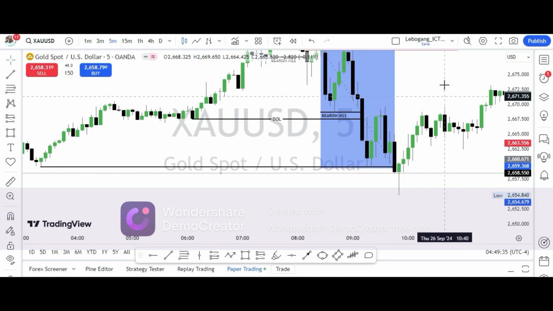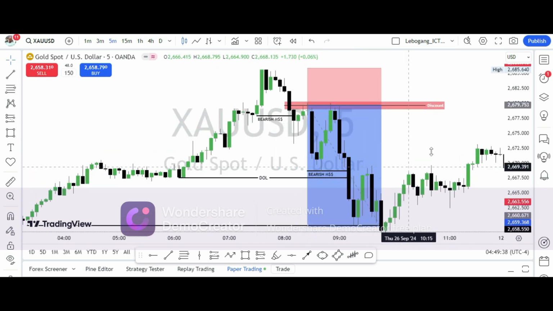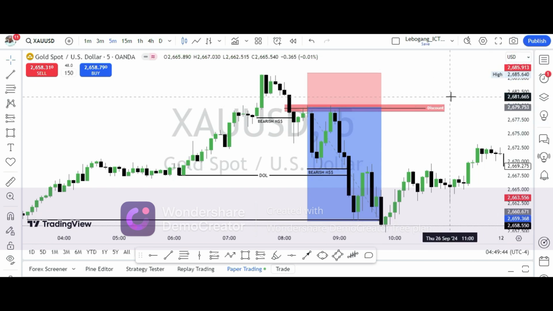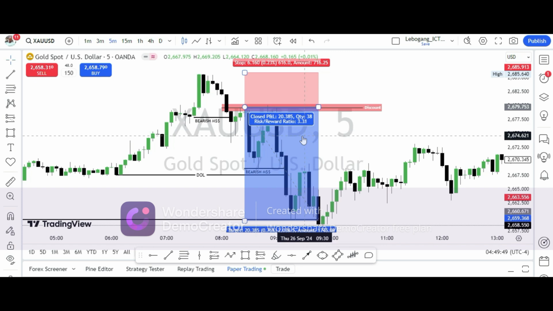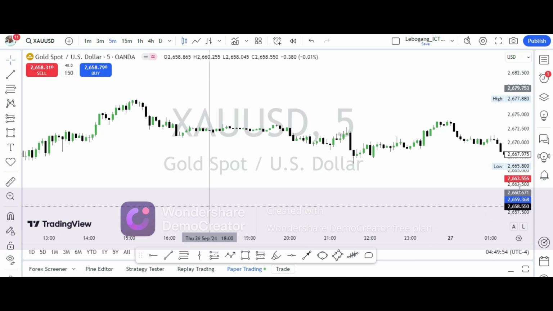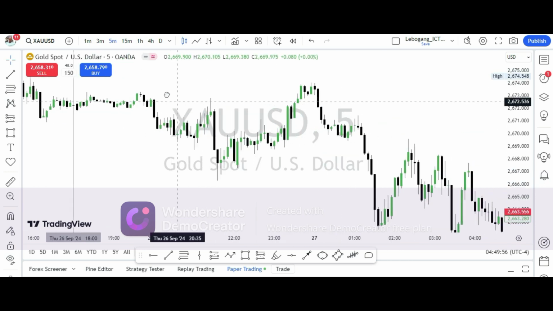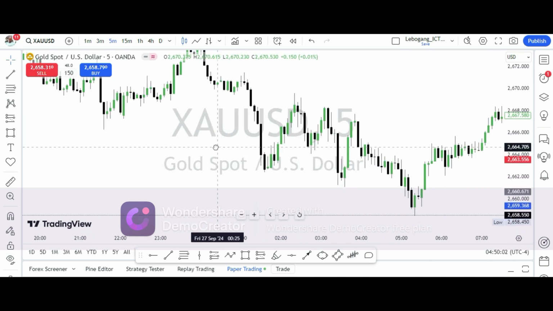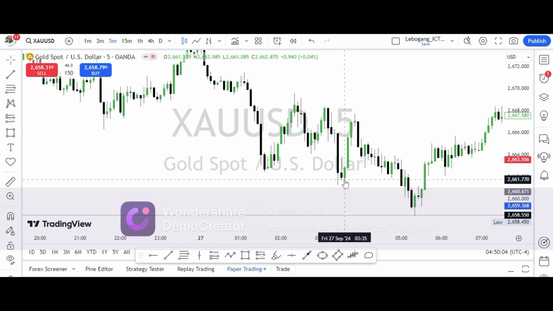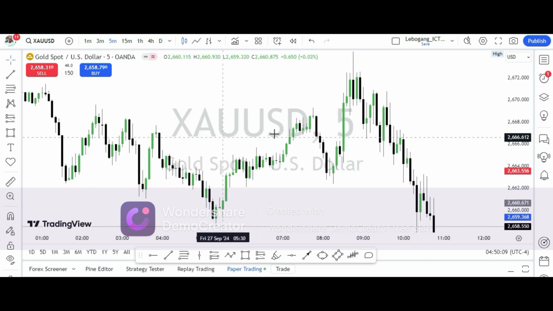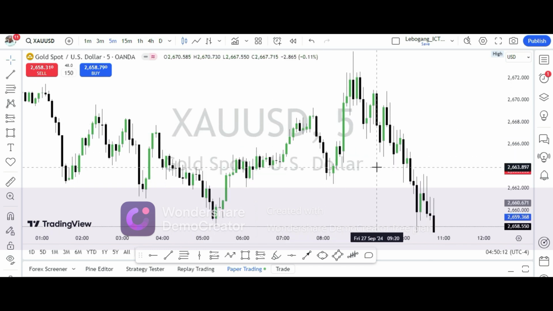So yeah, Wednesday. Here's our chart for Wednesday. No, Thursday, sorry. Thursday and Friday. Let's see what price did. Price was moving crazy here, man.